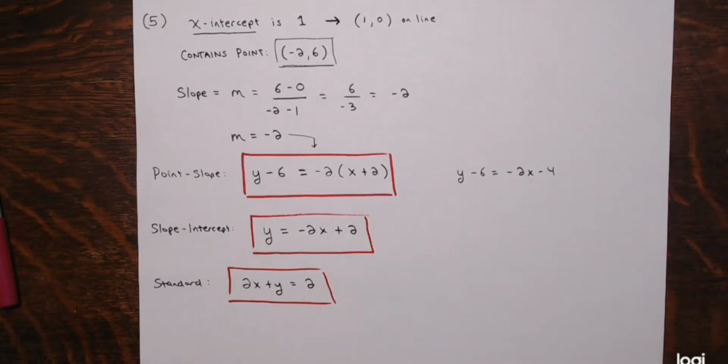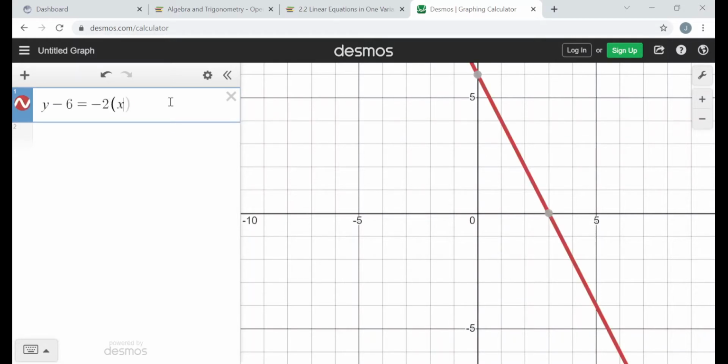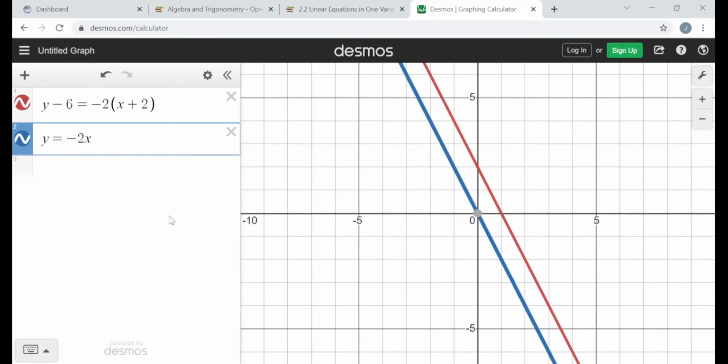And let's take a look at that, just to verify. So my point slope form, y minus 6 equals the slope was negative 2 we found, times x minus negative 2, or x plus 2. And you see a negative slope, it should be going down to the right like this is. The slope-intercept form, y equals negative 2x plus 2. And again, same line, you see 0, 2 for the y-intercept, 1, 0 for the x-intercept, as they already told us, that was given.